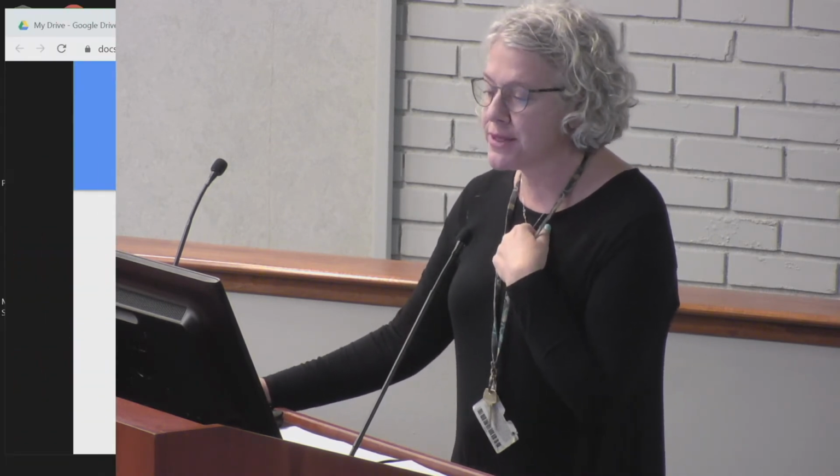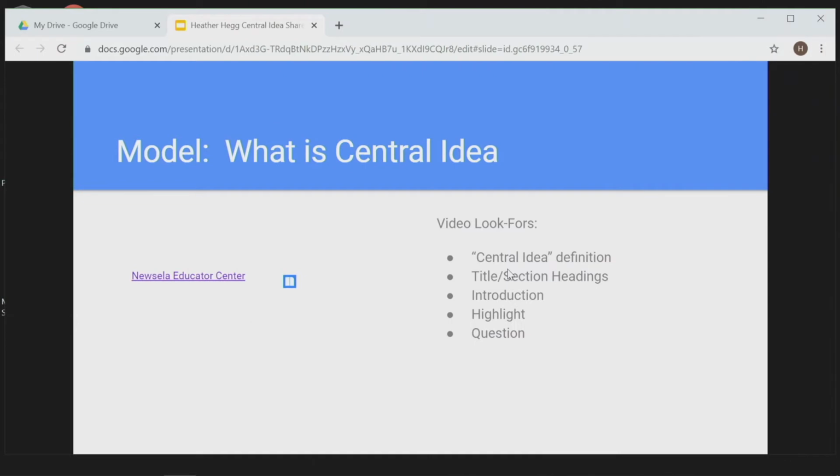Okay, so let's review our look-fors. We know what the central idea is now. We know that it's the most important idea or the most important fact that the author wants you to learn from reading the article.